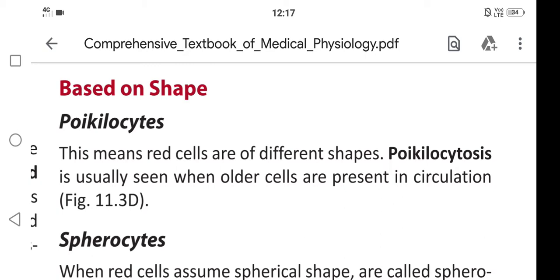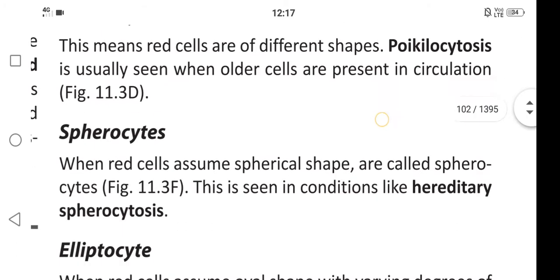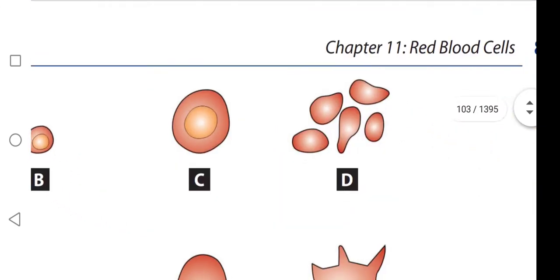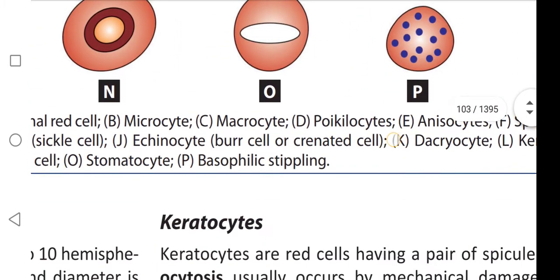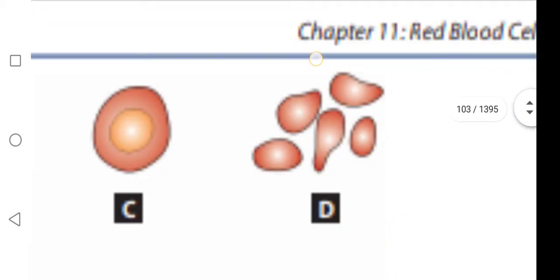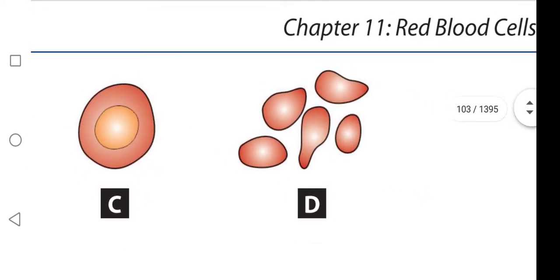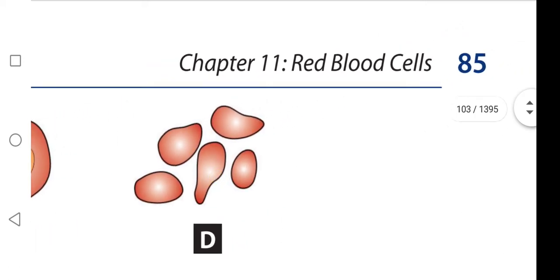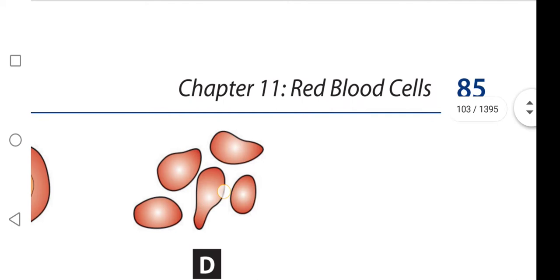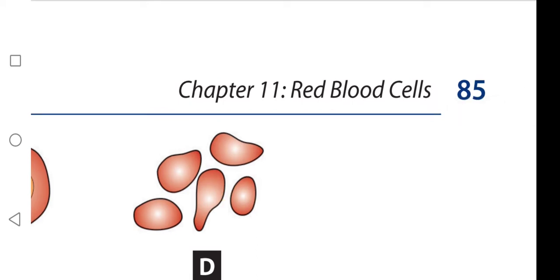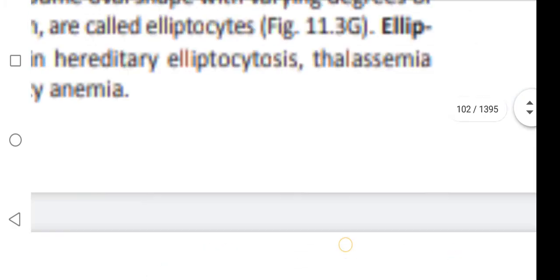In this video we are going to learn about abnormal red cells based on shape. First, poikilocytes. This means red cells are of different shapes. Poikilocytes are usually seen when older cells are present in circulation. First we see the diagram. These are poikilocytes, these ones. We see them in circulation when old cells are present in circulation. Okay, these are poikilocytes.